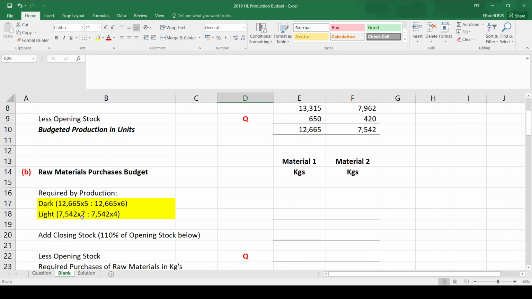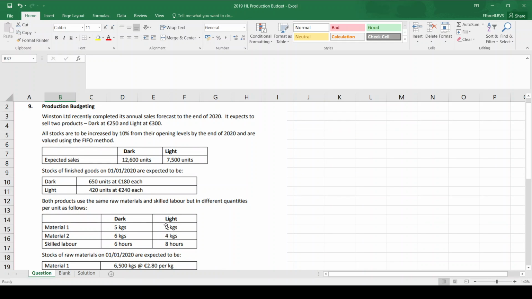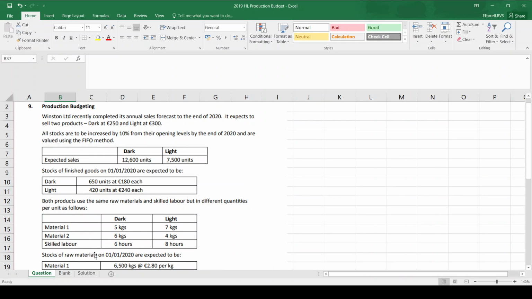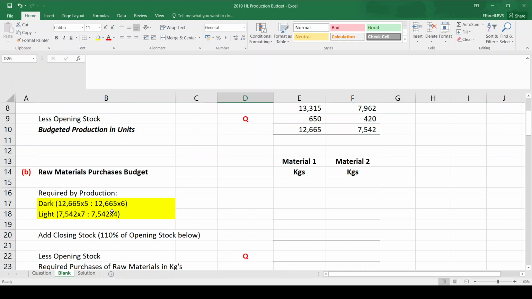That's why I'm going to multiply by 7 and by 4. You need to just be careful when you're filling this in because from the question, you might just look across at 5 and 7 and multiply by 5 and 7, which will be wrong. And similarly here, you might multiply by 6 and by 4 just because they're beside each other, 6 and 4, and again, that would be wrong.